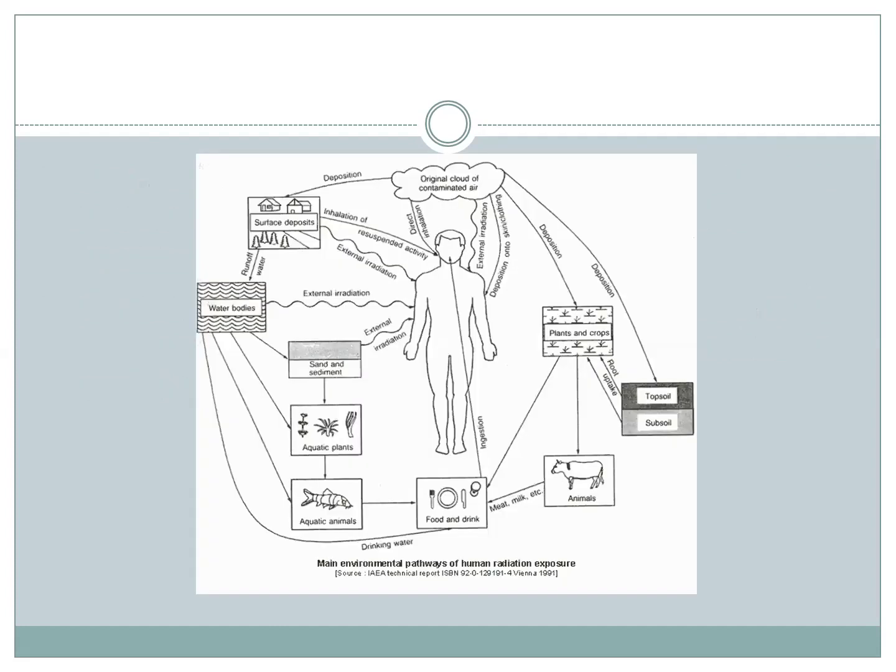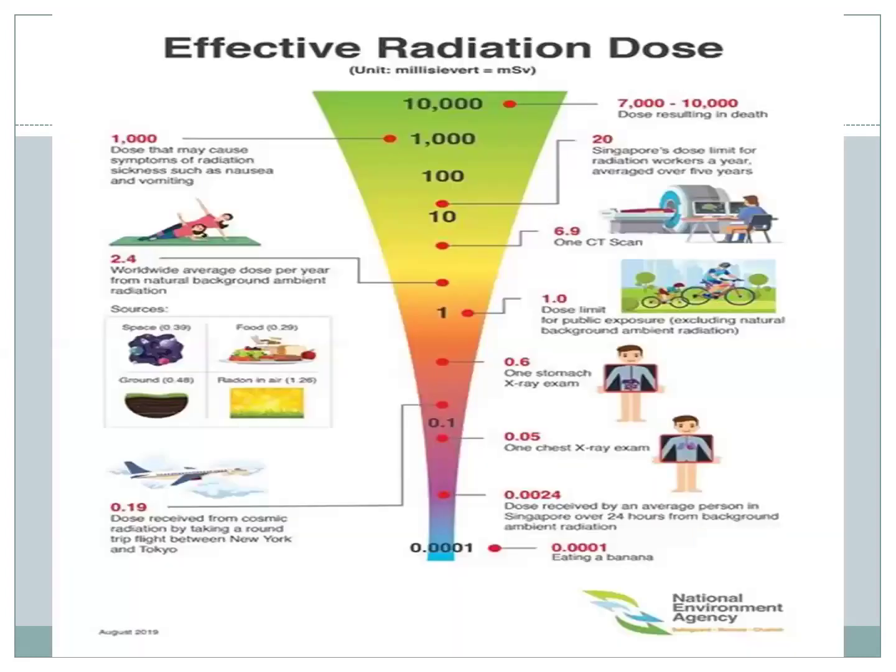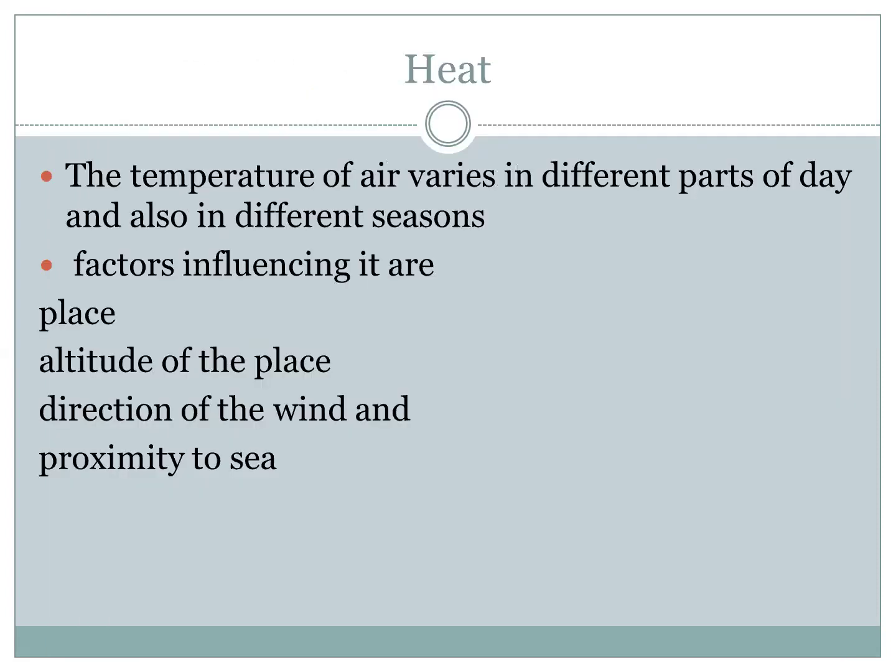So this is a picture which shows how radiation damages the human body. Then this is also a picture which shows the effective radiation dose, what the effective radiation dose is, and how exceeding that can damage the body.